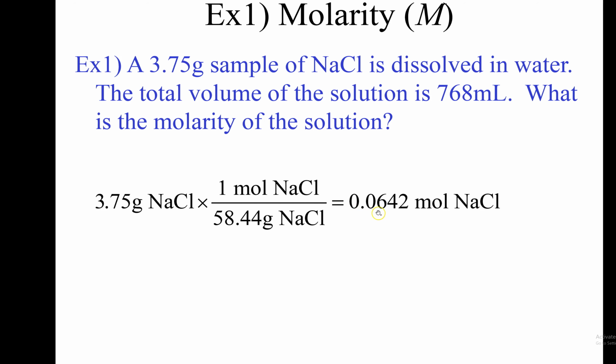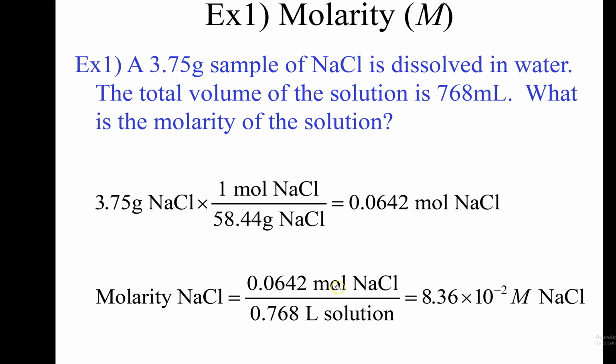Now once we have the moles, we can simply divide that by the 768. Here we have to convert the mL to liters, and we end up getting 8.36 times 10 to the negative 2 molar NaCl. A couple of things I want to keep in mind: number one, you always want to make sure you use scientific notation, especially if you're getting numbers that are really large or really small. So anything less than 1, anything greater than 10.